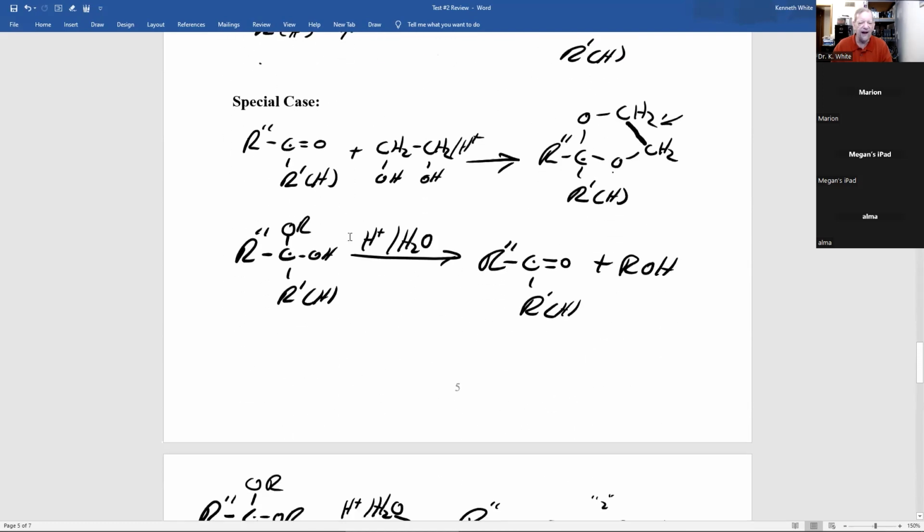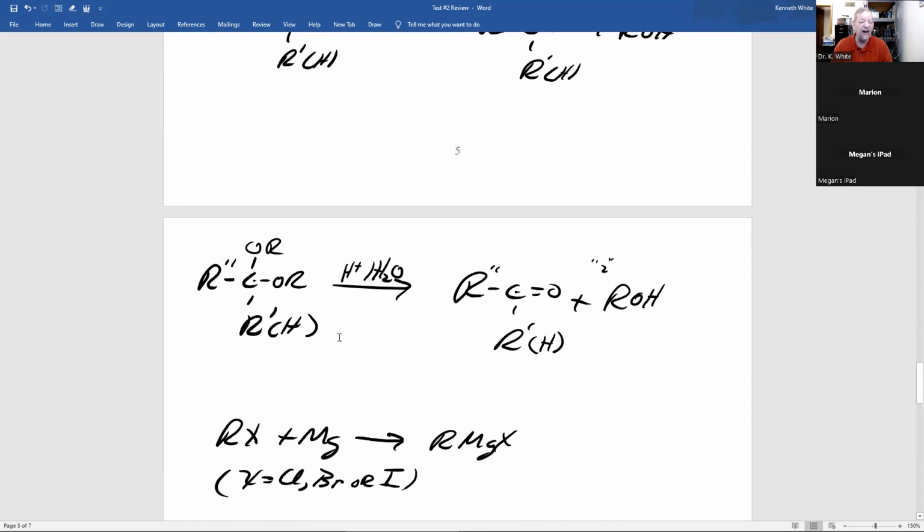All right. Now, once you have a hemiacetal, acid and water, that's H plus, will break it down, reverse it, and you get back the aldehyde or ketone plus the alcohol you would have used to make that hemiacetal or hemiketal. Now, if you have an acetal or ketal and you react it with acid and water, you'll get back again the aldehyde or ketone plus the alcohol.